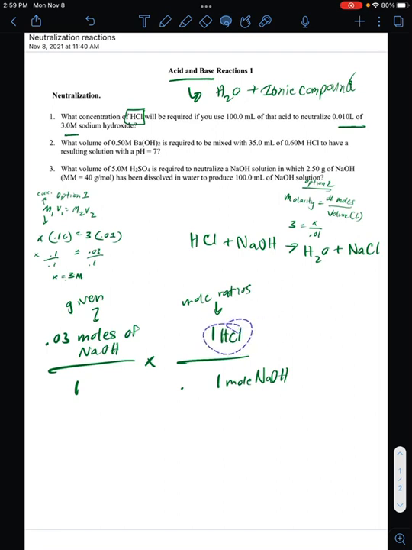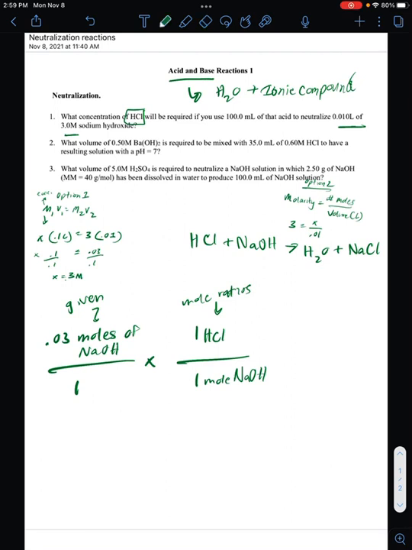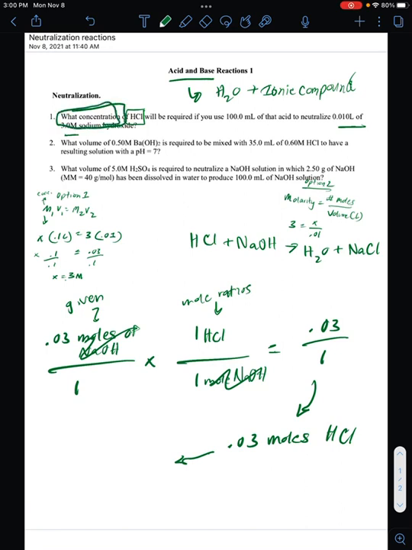Okay, so we're going to set this up like this. So this is starting to look like all the other stoichiometry questions we've done. Okay, so in here we're given 0.03 moles of sodium hydroxide, and it's a 1-to-1 mole ratio. We multiply across 0.03 divided by 1. So we will need 0.03 moles of HCl. Now, we're not finished with that because what they're asking is what concentration.